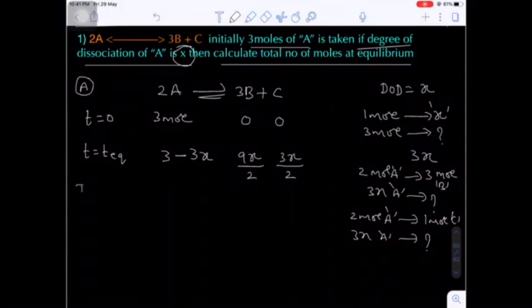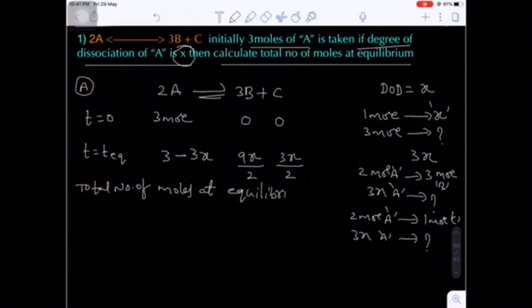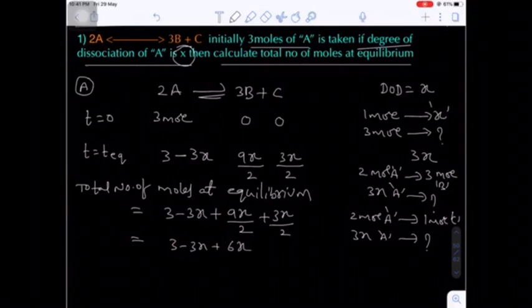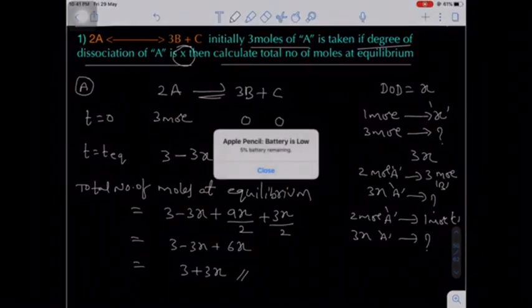The question asks for the total number of moles. So the total number of moles at equilibrium will be equal to 3 minus 3x plus 9x by 2 plus 3x by 2. Now, 9x by 2 plus 3x by 2 is 12x by 2, that is 6x. So 3 plus 3x is the total number of moles present at equilibrium.